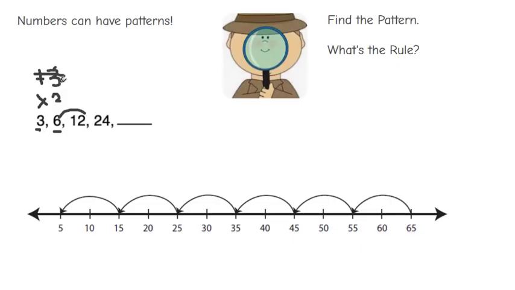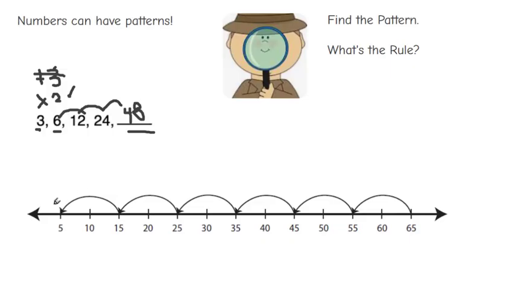The next one was times 2. Does 6 times 2 equal 12? Yes, it does. So it works. 12 times 2 is 24. 24 times 2 is 48. So understanding the pattern helped me to fill in the next step. Now, if I didn't know anything about patterns, I would be sitting here going, I have no idea what number goes there. I don't know. But knowing the pattern helps you to get that next number correctly.